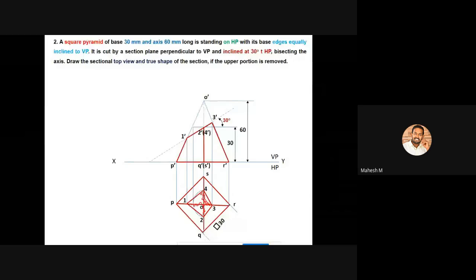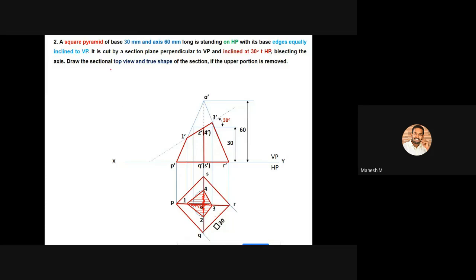Then you have to hatch the central places with an angle of 45 degrees and a distance of 2 mm. Is it clear? Any doubts? If you have any doubts, you can ask me.